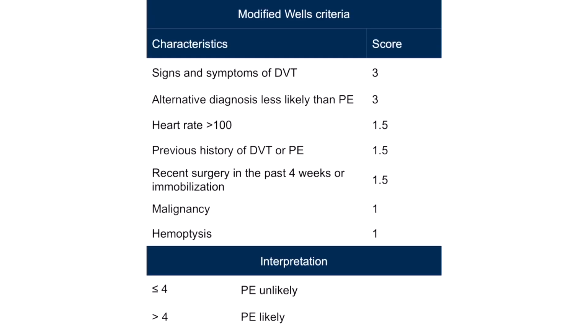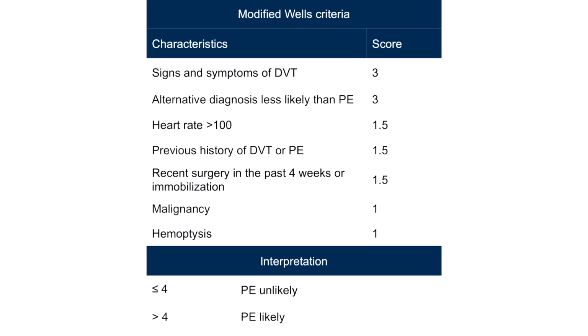First, the patient is classified to have either high or low risk based on the modified Wells criteria for pulmonary embolism. Let's discuss these criteria. If the patient has signs and symptoms of deep venous thrombosis, he or she gets 3 points. 3 points are also assigned to the patient if the alternative diagnosis is less likely than pulmonary embolism. If the patient's heart rate is more than 100, then he or she gets 1.5 points. 1.5 points are also assigned in case of previous history of deep venous thrombosis or pulmonary embolism.